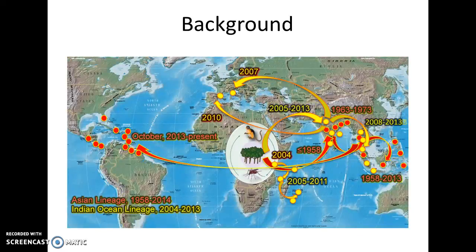Here is a picture depicting how the virus spread across the globe. And here we also see the Caribbean, where the first case was found in October 2013.